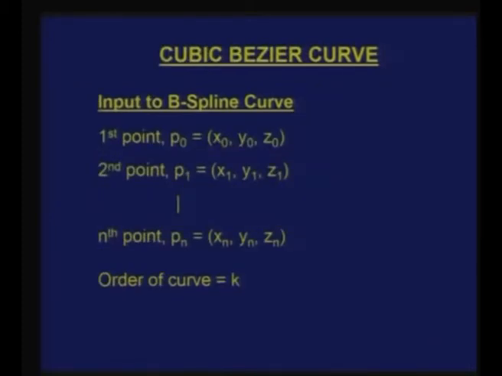Now, the input which I give in order to define a B-spline curve is the control points, just like when I define a Bezier curve. If I have a cubic Bezier curve, I give 4 control points. Here, whatever n points you are trying to define, you also define the order of the curve by giving the value of k, which is an additional input given to a B-spline curve.